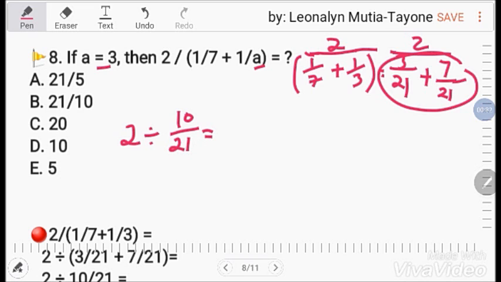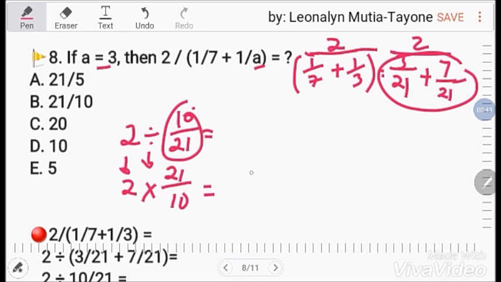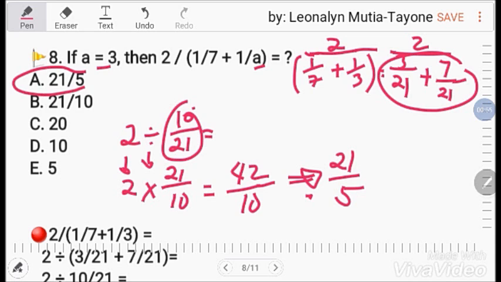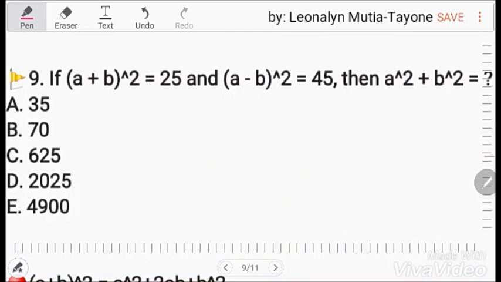Now, apply the rule of dividing fraction. So, ito, kopyahin lang natin, ang division magiging multiplication at reciprocal nito, 21 over 10. And this will be 42 over 10. I-lowest term natin siya, and this will be 21 over 5. So, ang sagot ay letter A.